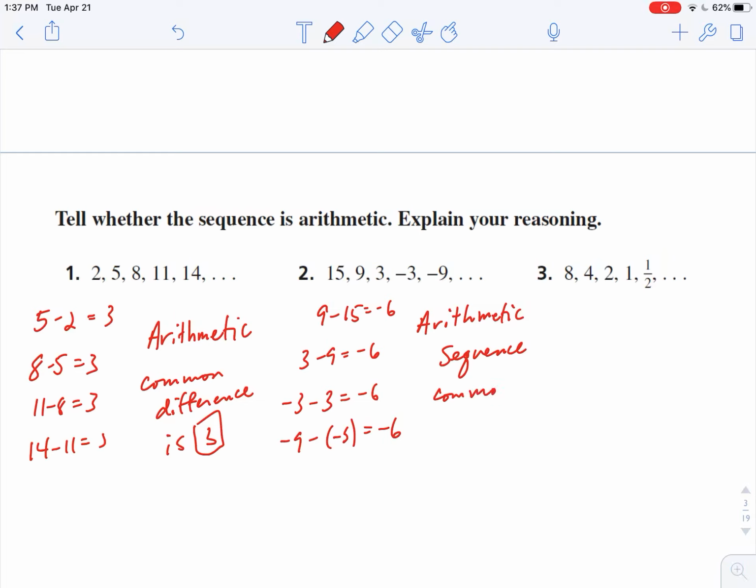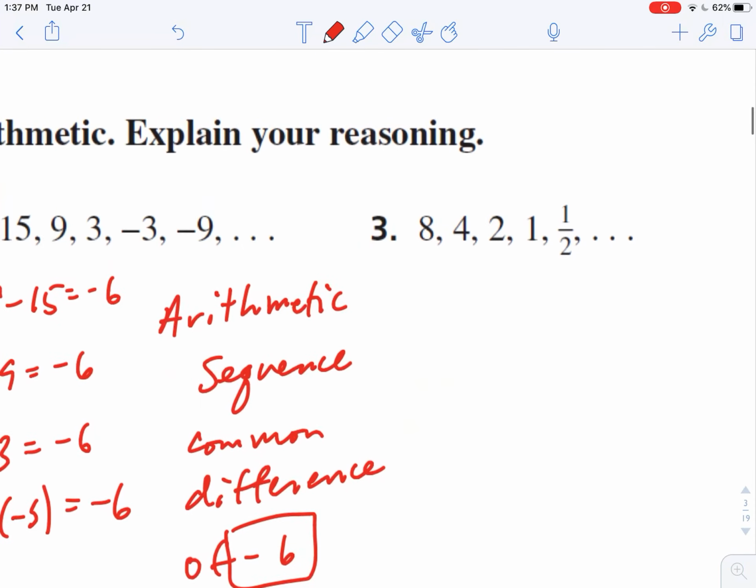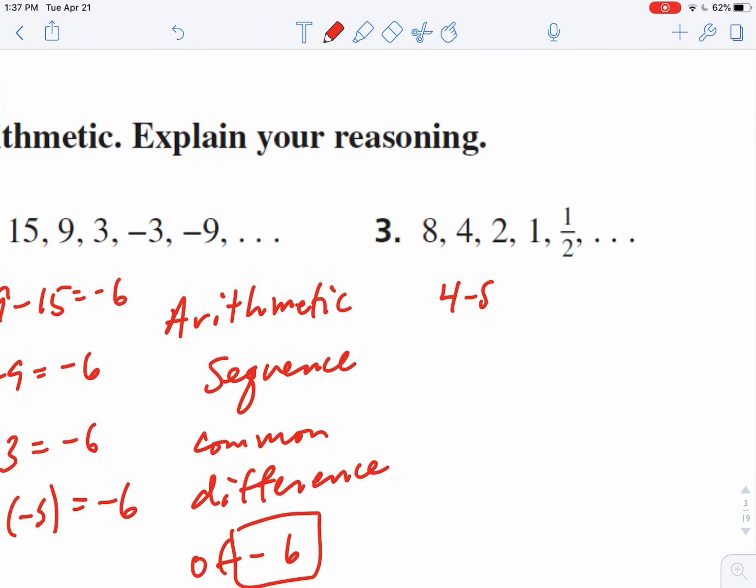Common difference of -6. This last one then, problem number 3. So 4 minus 8 is a -4. 2 minus 4 is a -2. So it's not an arithmetic sequence. And the reason being is we do not have a common difference here. The differences jump from -4 to -2, so it's not arithmetic.